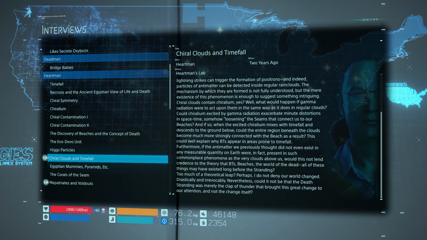Furthermore, if the antimatter we previously thought did not exist in any measurable quantity on Earth were in fact present in such commonplace phenomena as the very clouds above us, would this not lend credence to the theory that BTs, beaches, and the world of the dead, all these things may have existed long before the Stranding? Too much of a theoretical leap? Perhaps. I do not deny that our world changed, drastically and irrevocably. Nevertheless, could it not be that the Death Stranding was merely the clap of thunder that brought this great change to our attention, and not the change itself?